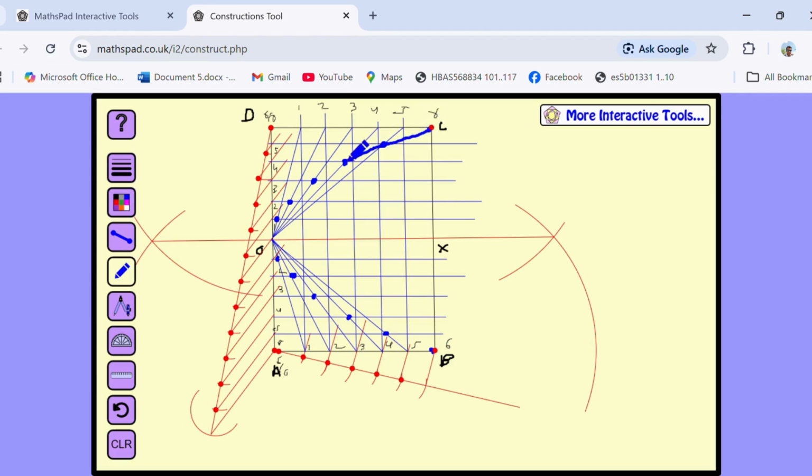Finally, we join all these points of intersection to get a parabola. So this is the way we can draw a parabola based on axis length and double ordinate.